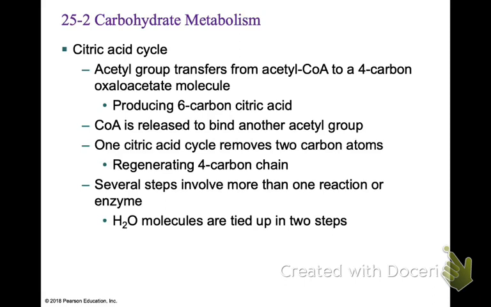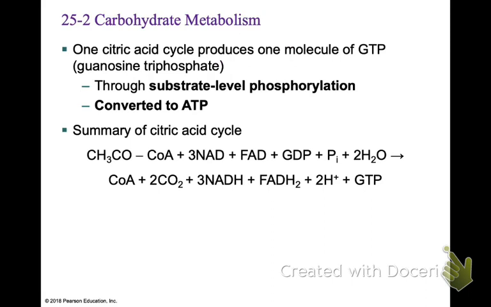One citric acid cycle removes the 2 remaining carbons from the acetyl group, and it regenerates that 4-carbon chain. And there are a lot of steps involved, and there are more hydrogens being pulled off, and there are other things that are happening.